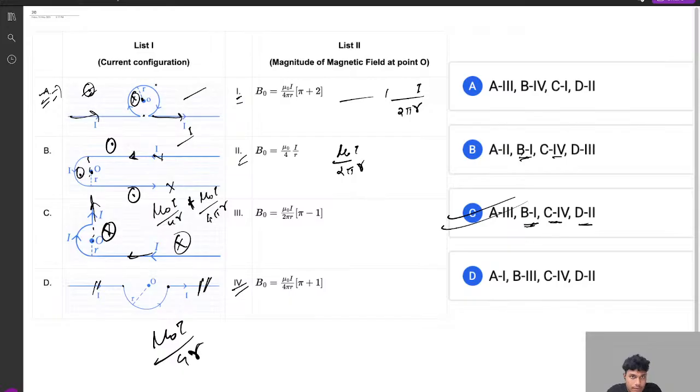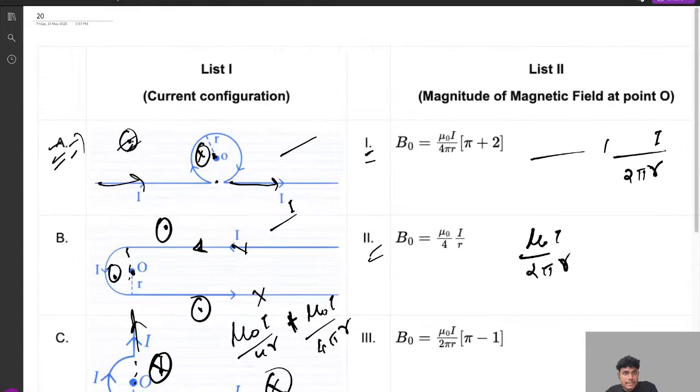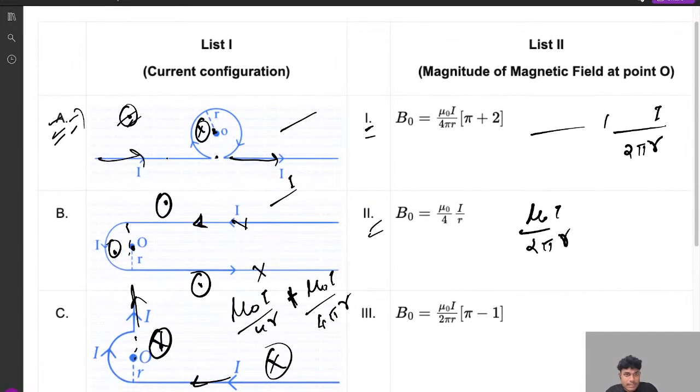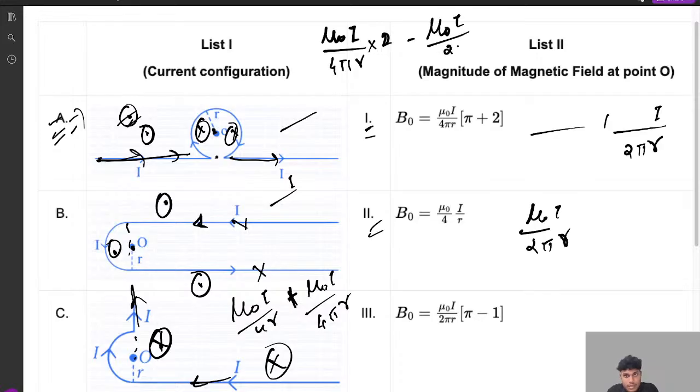Now A for third. Let me check for the A. Due to this wire, it is mu naught I upon 4 pi r, and due to this wire it is the same, that is 2 times of this. Due to both wires, it is in the dot direction, the outward direction, and due to this it is in the inward, cross direction, that is minus mu naught I upon 2r.